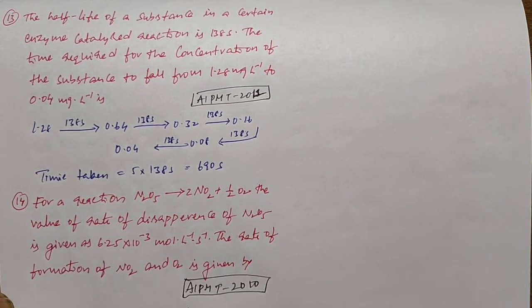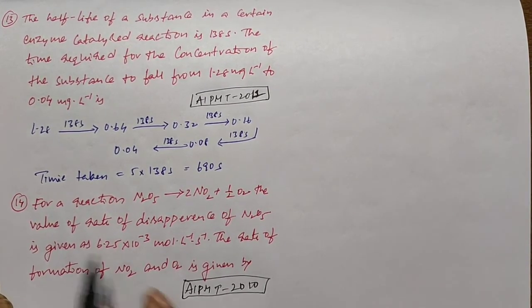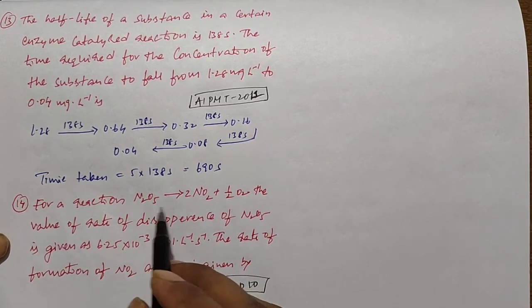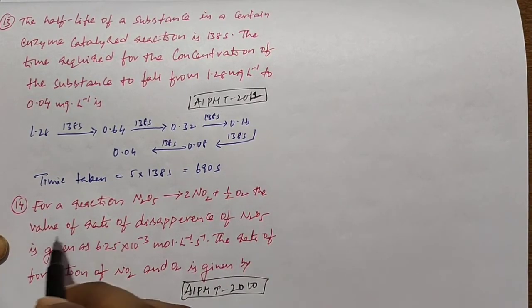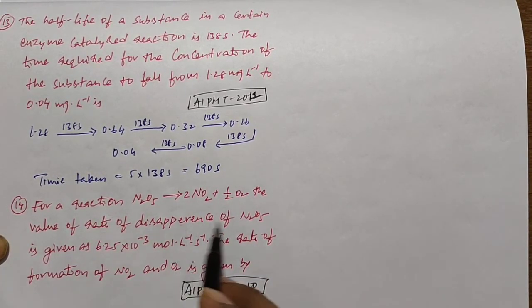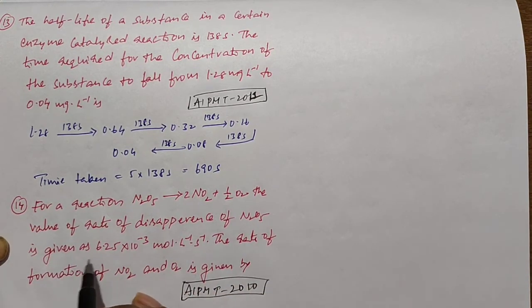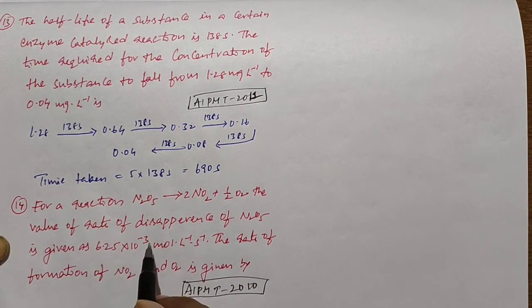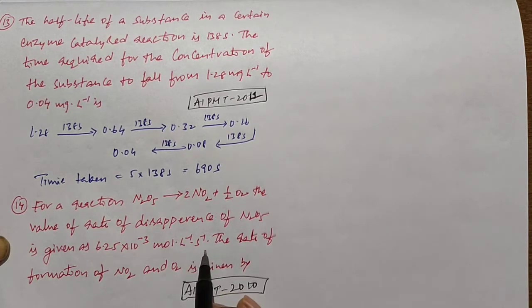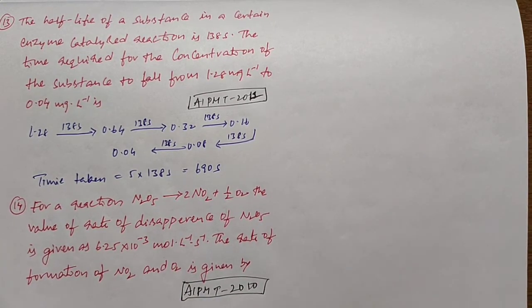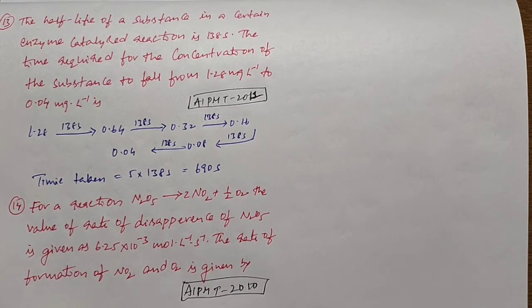So this problem is given in All India Pre-Medical Test 2010 paper. For a reaction, N2O5 gives rise to 2NO2 plus half O2. The value of rate of disappearance of N2O5 is given as 6.25 into 10 power minus 3 mole per liter per second. The rate of formation of NO2 and O2 is given by. So when we observe the problem, they give the rate of disappearance of N2O5 and ask about the rate of appearance or formation of NO2 and O2.